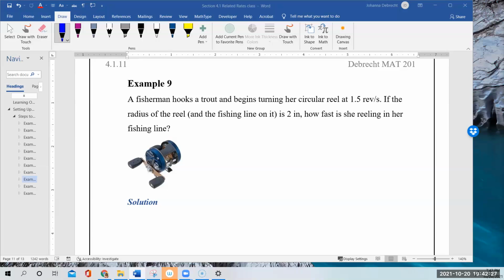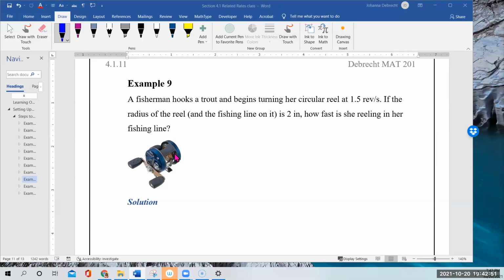Let's read the problem. A fisherman hooks a trout and begins turning her circular reel at 1.5 revolutions per second. If the radius of the reel and the fishing line on it is 2 inches, how fast is she reeling in her fishing line? Well, first off, if you don't know what a reel is, basically this picture here on the left.